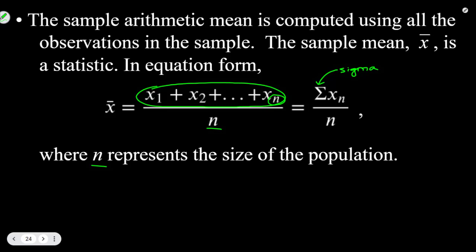Lowercase n represents the size of the population. There's a typo that I didn't notice. It represents the size of the sample. That must have been a copy and paste from the previous slide, but it represents the size of the sample, the lowercase n.